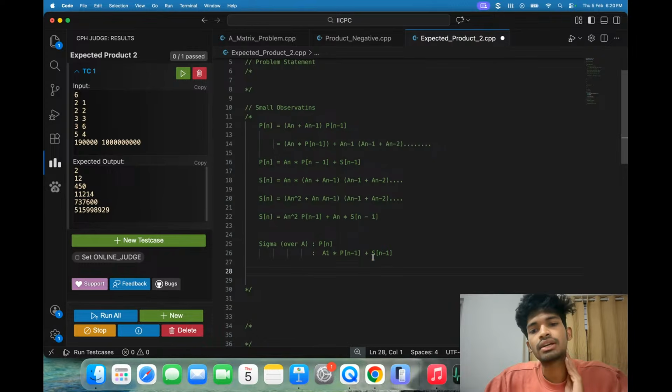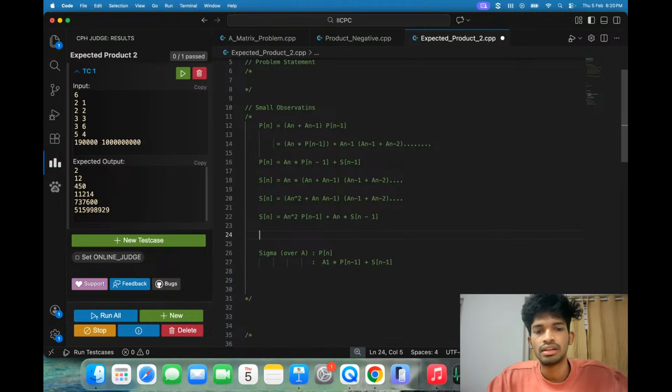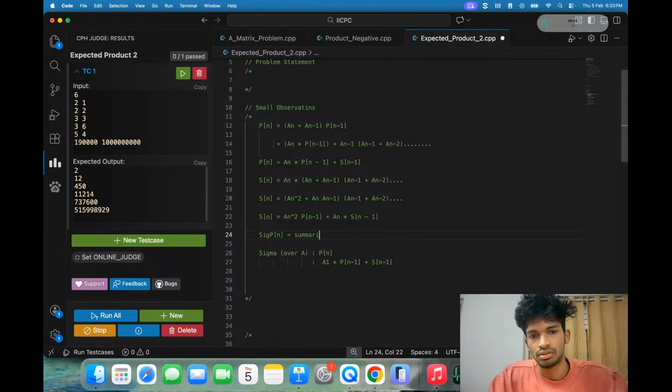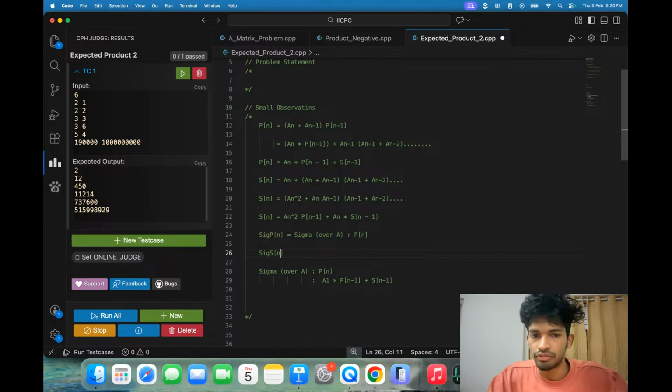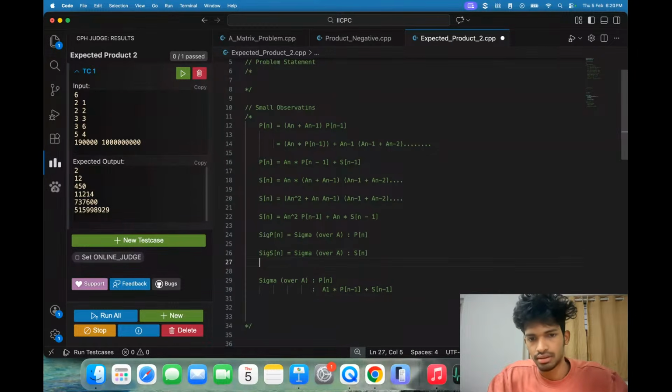That is nothing but the sum of this. Let's say we have P, we have S. Let sig P of n be the summation, sigma over a of P of n. Sig S of n be sigma over a of S of n.